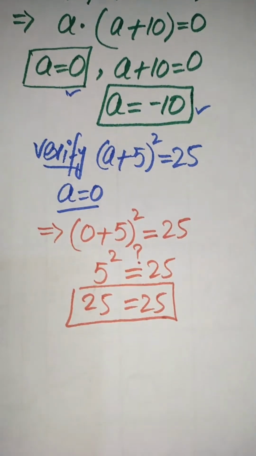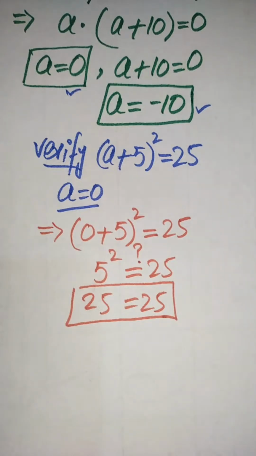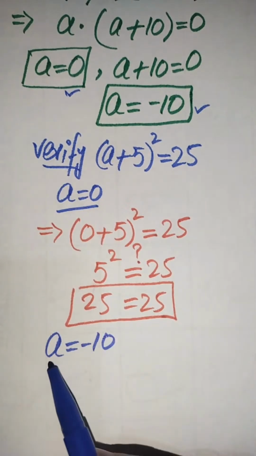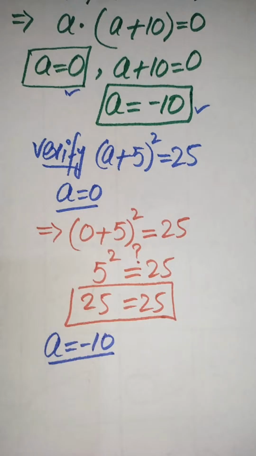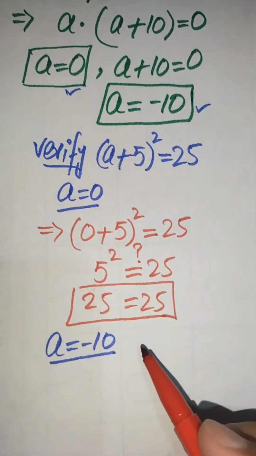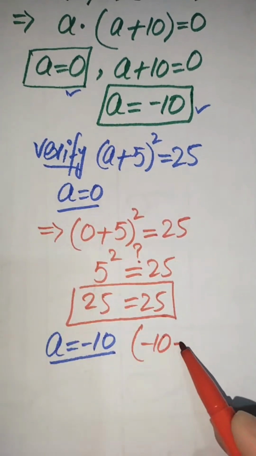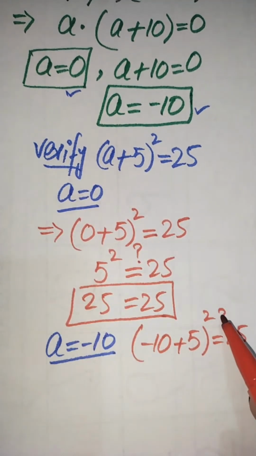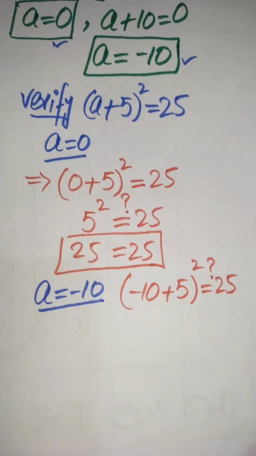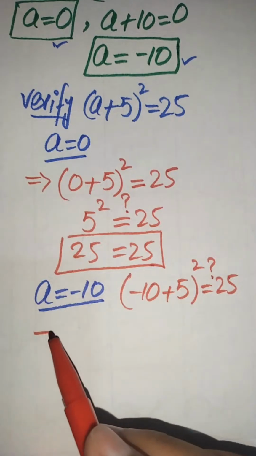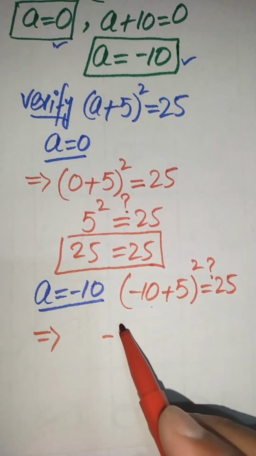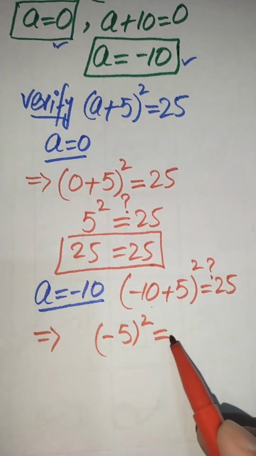For verification of this root a equals minus 10, we just substitute a equals minus 10 into the left hand side of the given equation. When you put it here, it becomes (minus 10 plus 5) whole square equals 25, and here again we check whether both of these two sides are equal or not. Now minus 10 plus 5 becomes minus 5 square equals 25 or not.